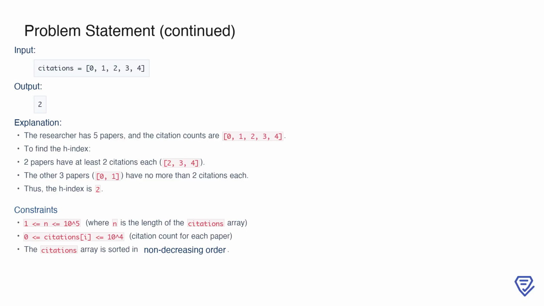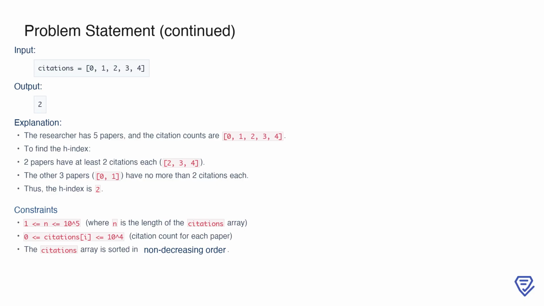Now, let's analyze one more example. If the input array is citations equals 0, 1, 2, 3, 4, the researcher has 5 papers, and their citation counts are 0, 1, 2, 3, 4. To find the H-index, we need to determine the maximum H such that at least H papers have H or more citations. Here, 3 papers, namely 2, 3, 4, have at least 2 citations each, while the remaining 2 papers, 0, 1, have no more than 2 citations. Thus, the H-index for this case is 2.